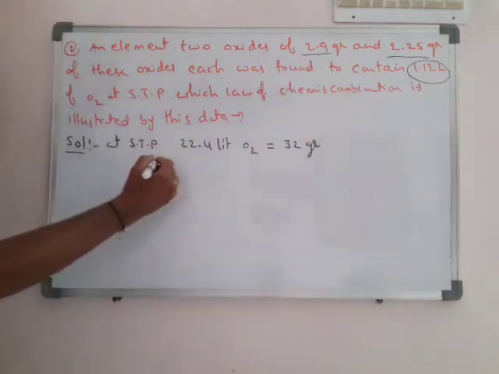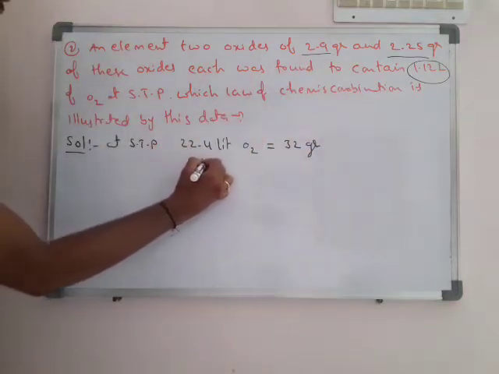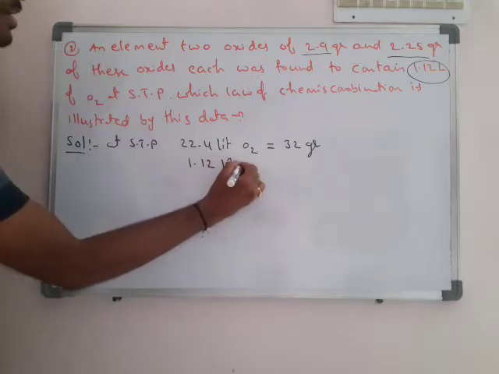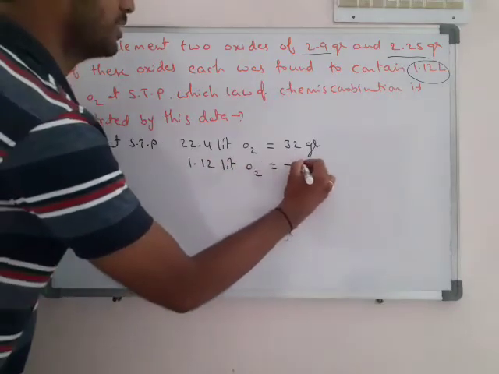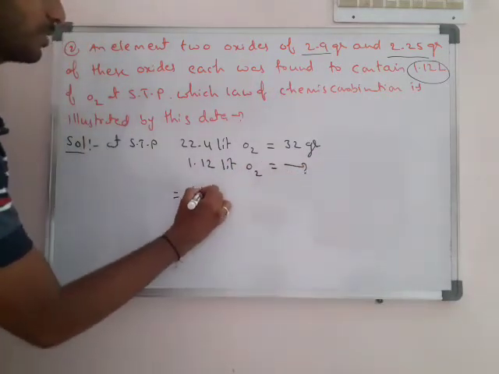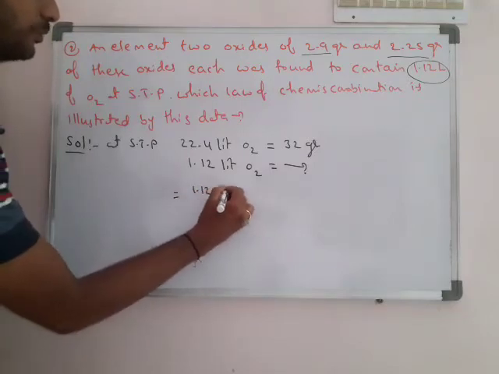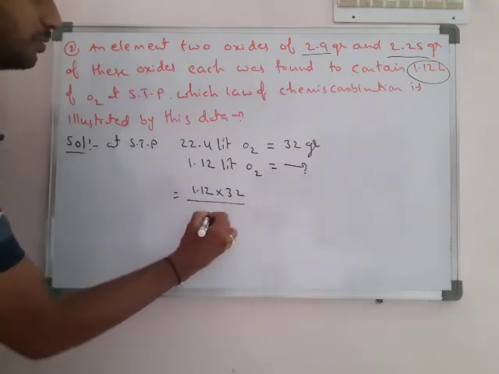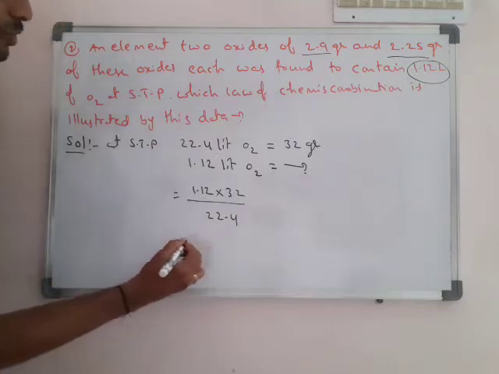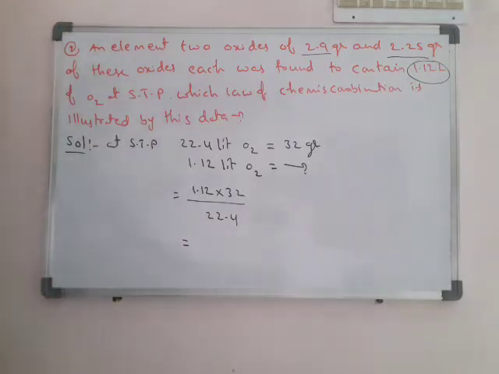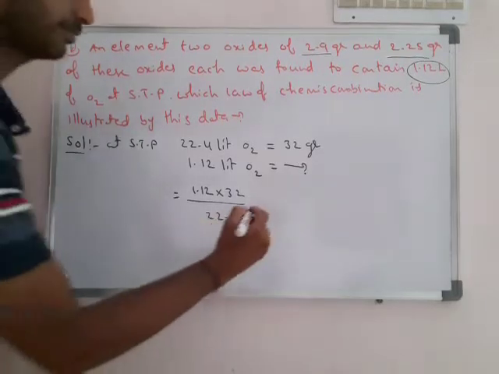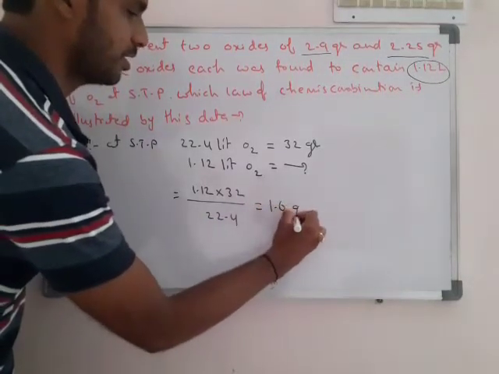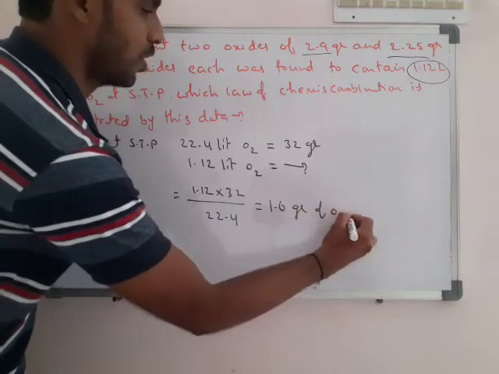But here, it is having how much? Just 1.12 liter. So 1.12 liter, how much mass is present? So 1.12 times 32 by 22.4. Here we will get exactly 1.6. So that is 1.6 grams of oxygen.